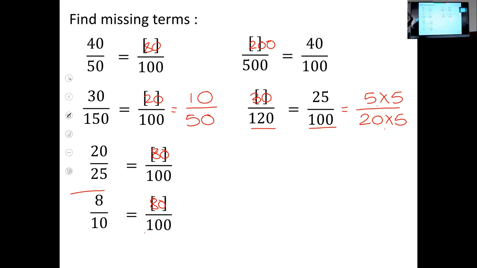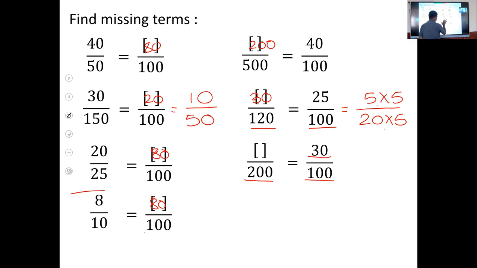Fine. What is the next? We have one more set of equivalent fractions. Here we have 100 to 200 and 30 to 60 there. So in this box there will be 60.